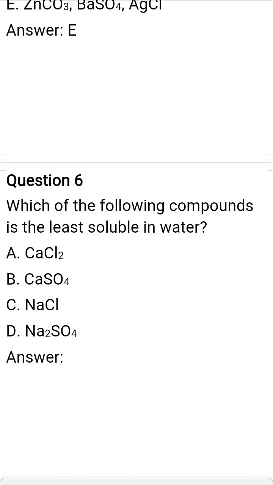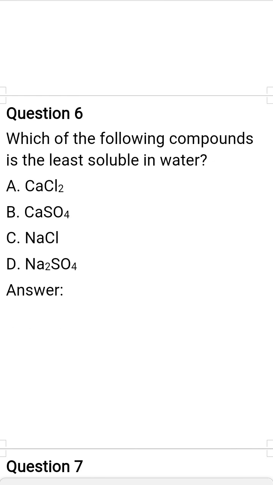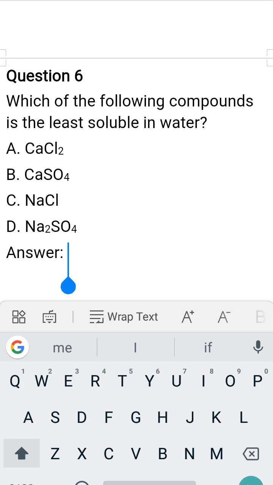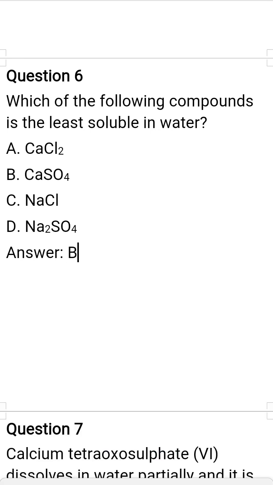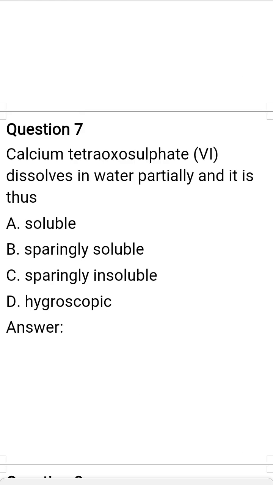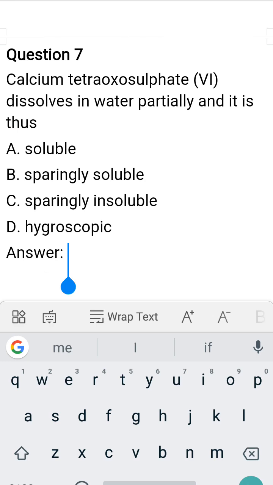Question number 6 says, which of the following compounds is the least soluble in water? In other words, which of them is insoluble? And so, remember we said all sulfates are soluble except those of the Baleka group, and calcium is one of the members of the Baleka. So, calcium sulfate is insoluble, making option B correct. Question number 7 says, calcium tetraoxosulfate(VI) dissolves in water partially, and it is thus, we said salts that dissolve in water partially are called sparingly soluble salts, making option B correct.